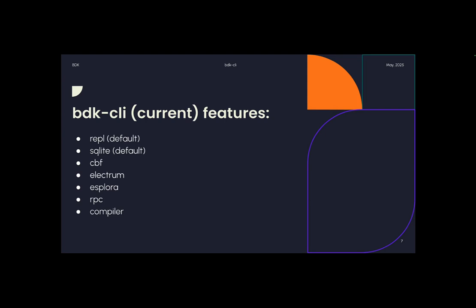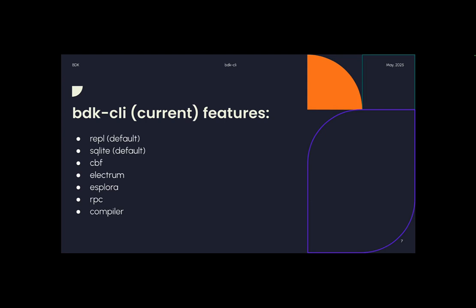We also have the SQLite feature, which is a database that helps you save some of your wallet related information. All your wallet public data will be saved in SQLite, and it's also set as a default feature alongside the REPL feature. Both of them are set as default features, which means during installation, you don't necessarily need to specify REPL and SQLite. They are compiled by default.